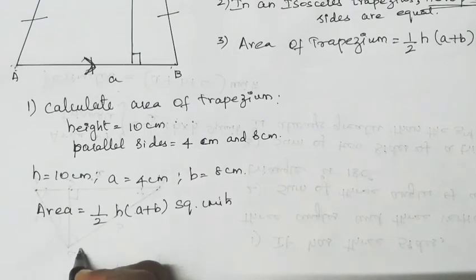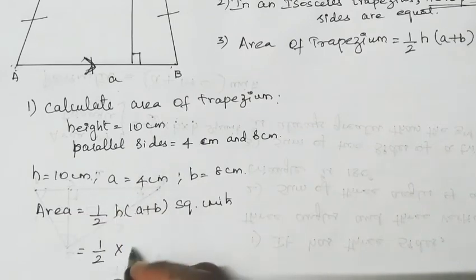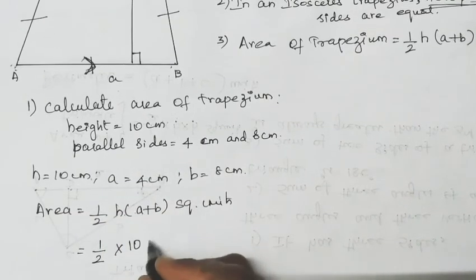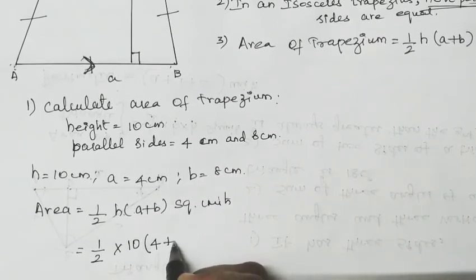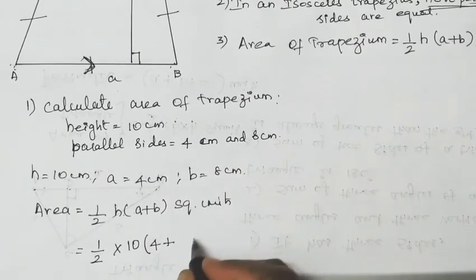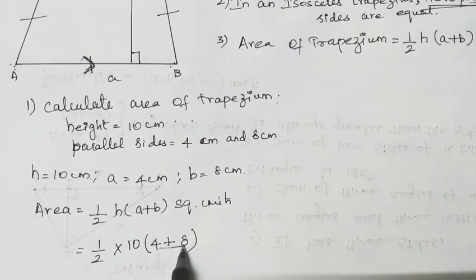Now substitute the values. Half into, what is the h value? 10. Into, what is a value? 4. You have the plus sign, so write it as it is. And b is 8. Now, shall I cancel 2 and 4 or 2 and 8? No, we should not, because it is in summation. Right? We need to add, then only have to cancel.